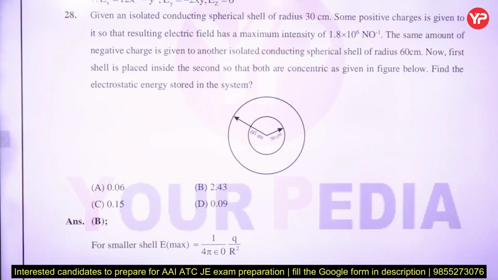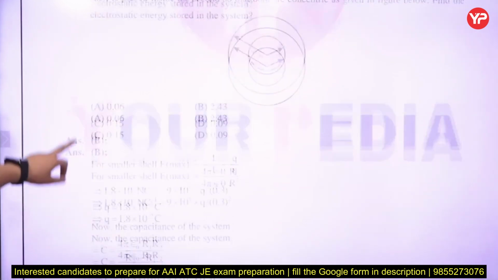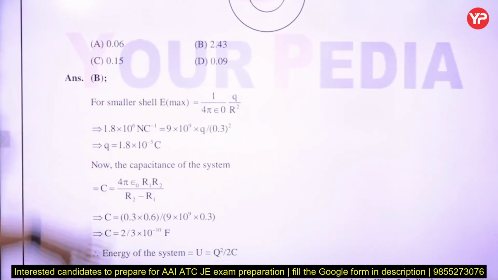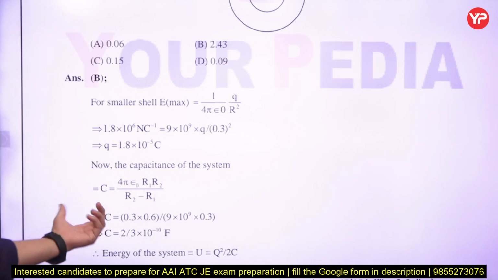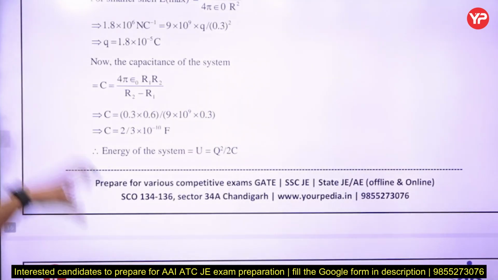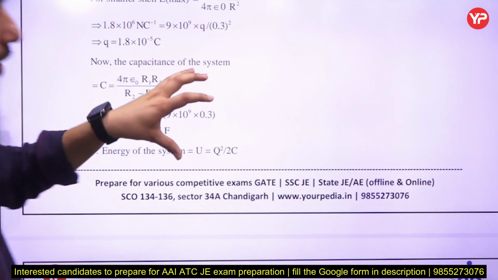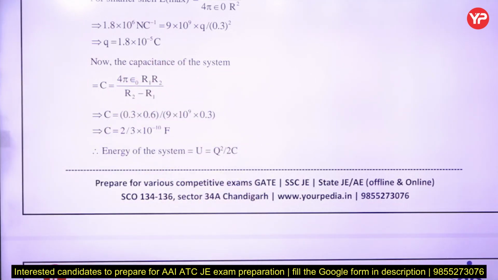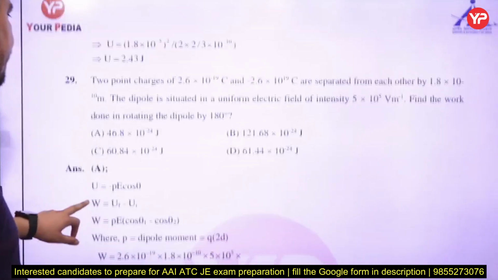Find the electrostatic energy stored in the system. So what we did first, for the smaller sphere the maximum electric field is given to you, then we will calculate the Q from there, right? Now the capacitance, and from the capacitance we can calculate the energy of the system. Whenever you put two spheres like this, they will behave like a capacitor, and you can calculate the energy stored in the capacitor, that is Q square upon 2C, right?